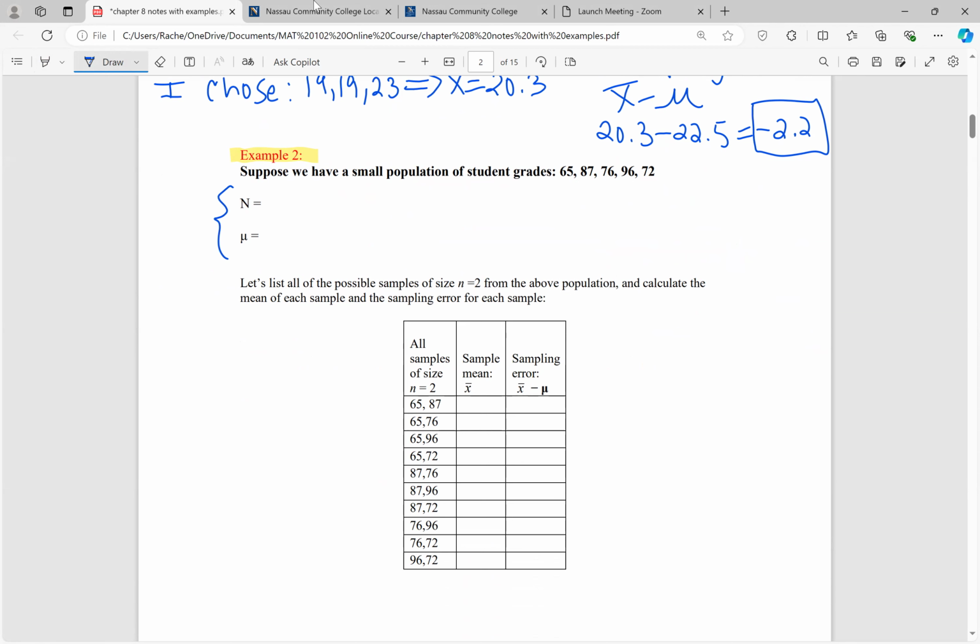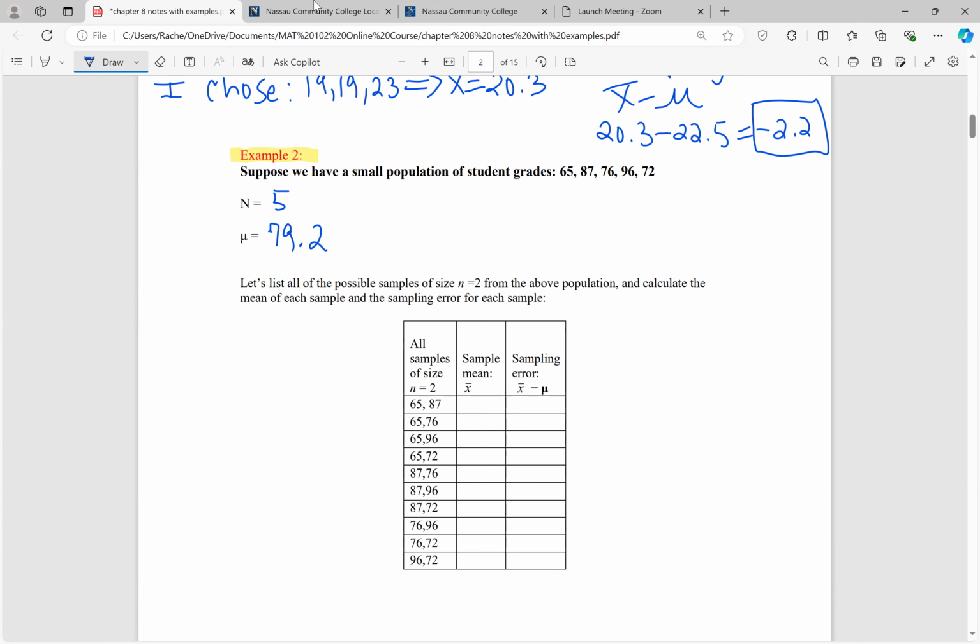So I'll give everybody a minute to go ahead and calculate those two values. You could even pause to get the mean. So for capital N, our population size, we have 1, 2, 3, 4, 5 data values. For mu, the mean, if I were to add up 65 plus 87 plus 76 plus 96 plus 72 and divide by 5, I would end up with 79.2 for the mean grade of this population.